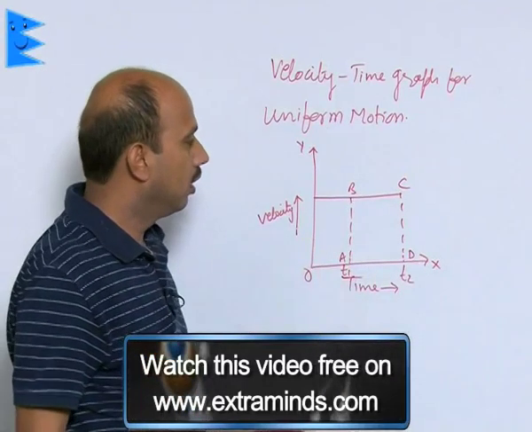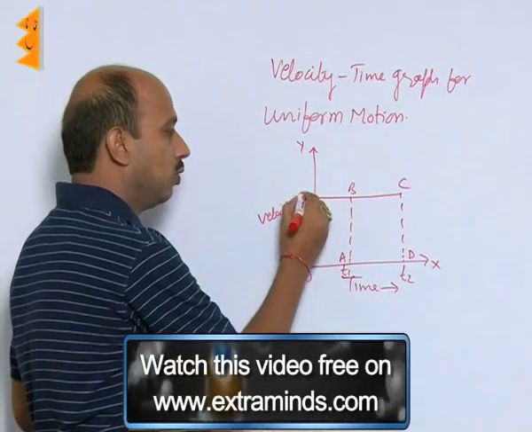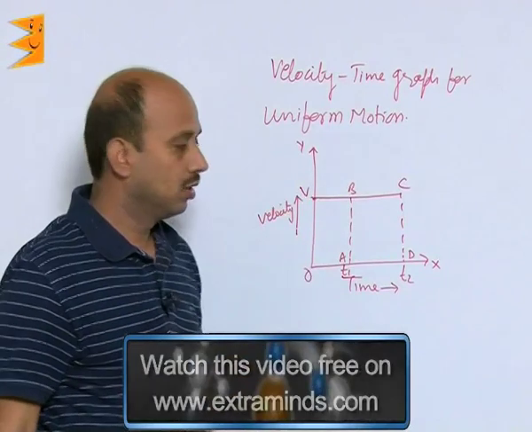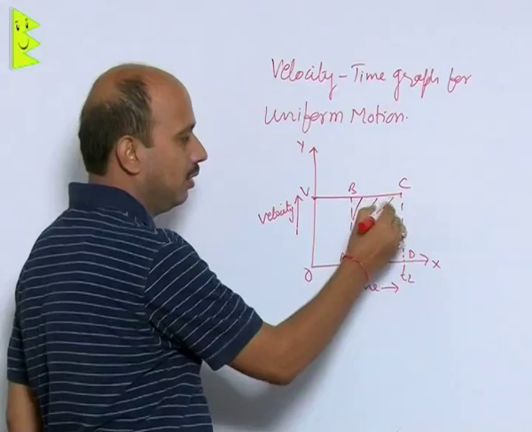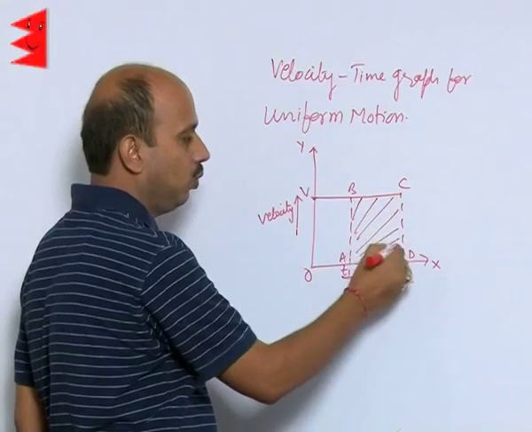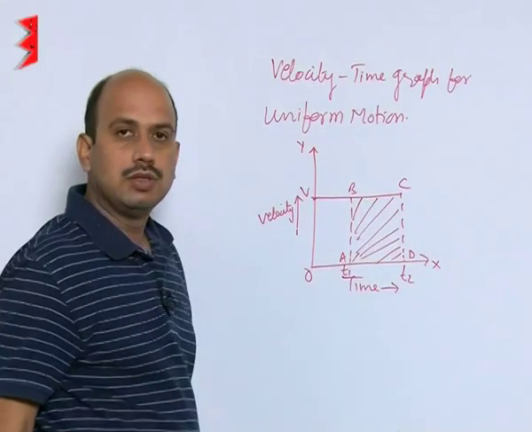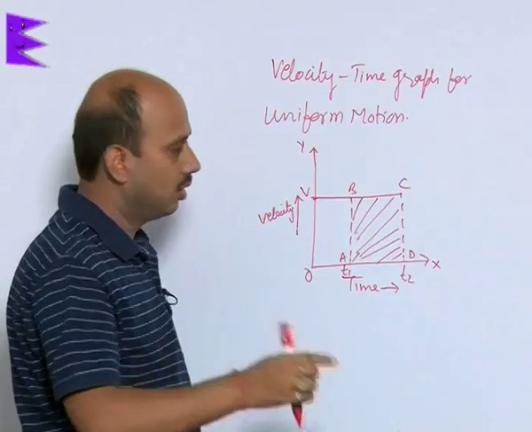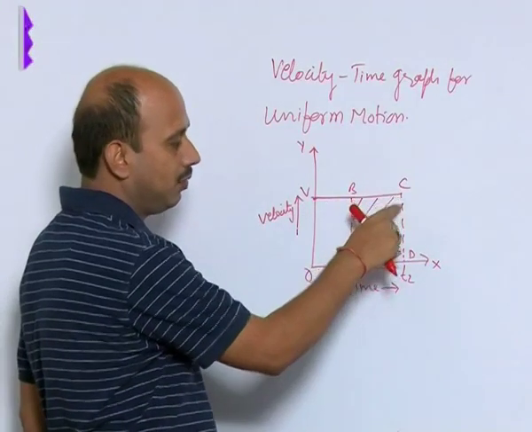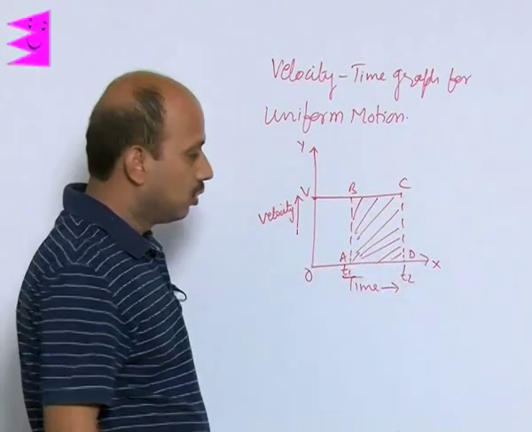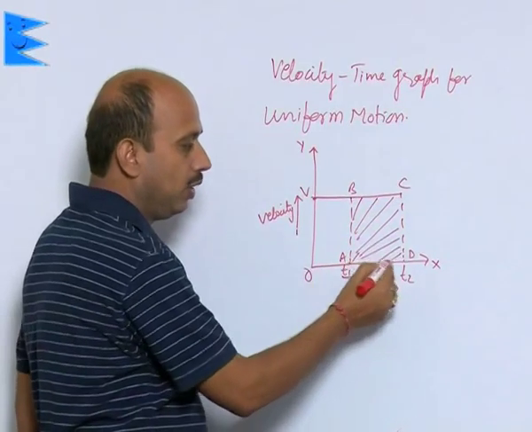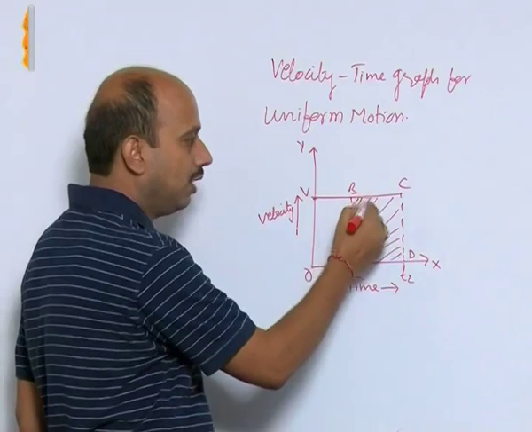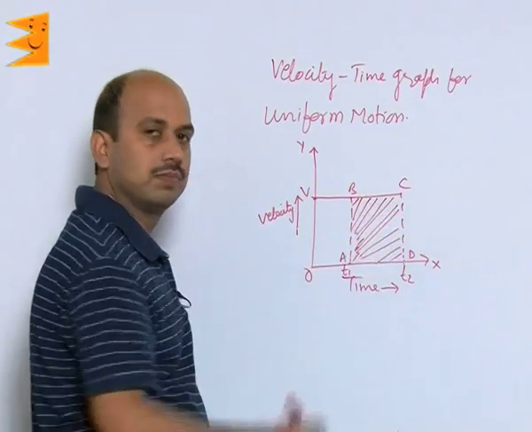Now, here this velocity which is constant, that is V here. So, now from this graph we can calculate distance travelled between the time t2 and t1 just by calculating area between velocity time graph with the time axis. So, you are calculating displacement or distance between t1 and t2. So, just you calculate area of this shaded portion.